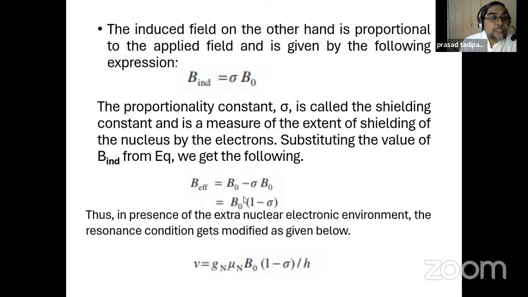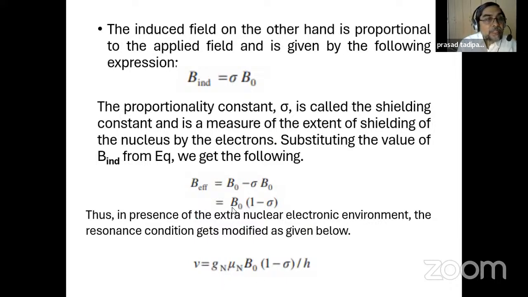By substituting this value, we get this equation. B induced is equal to this, which is nothing but B naught times (1 minus sigma). Thus, in the presence of an extranuclear electronic environment, you can modify the resonance condition using this.